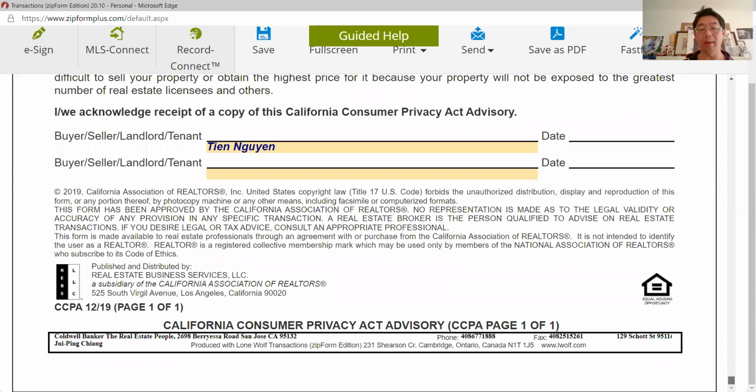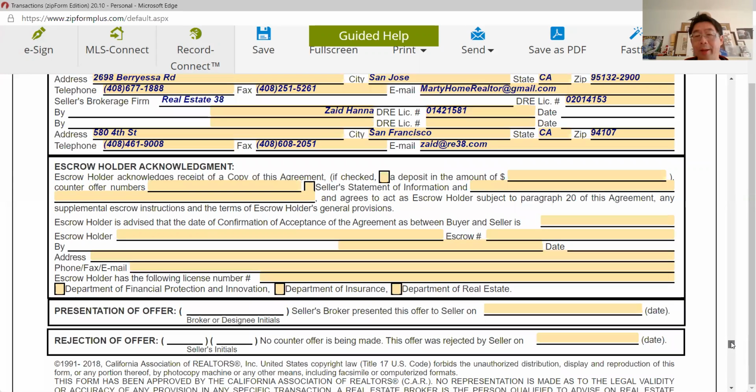Okay, so we're done with this, and it's in your email. You can check and click to sign the paper, because once you sign, I need to sign it too. We sign that and we get it done.